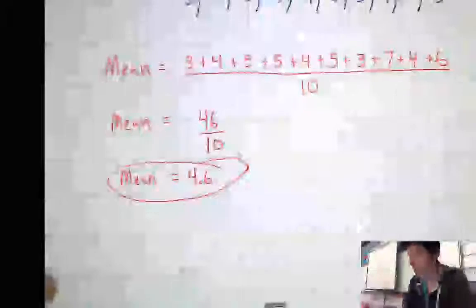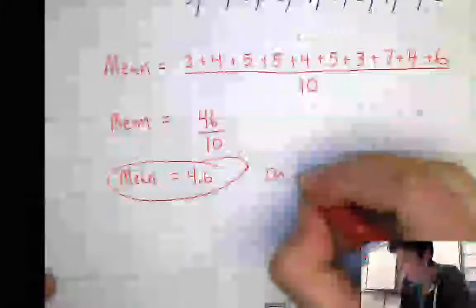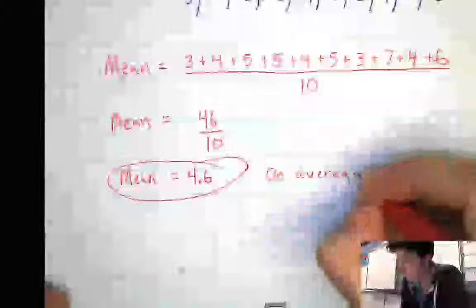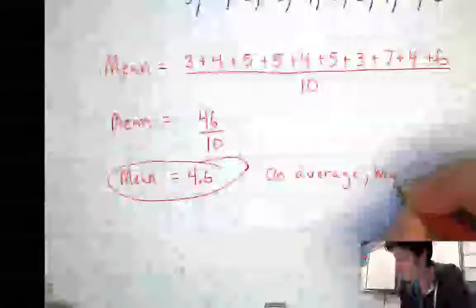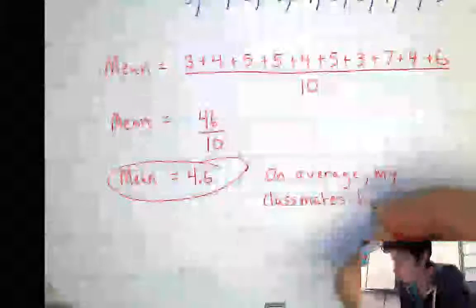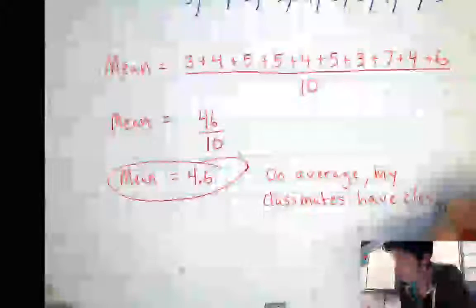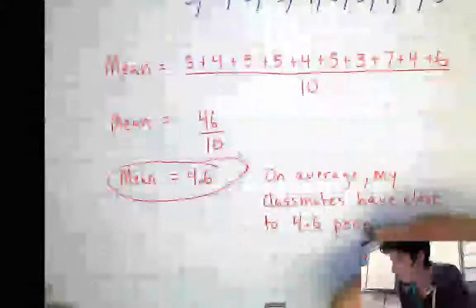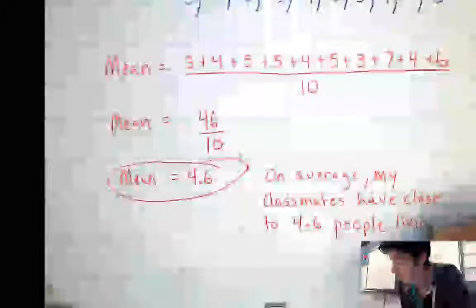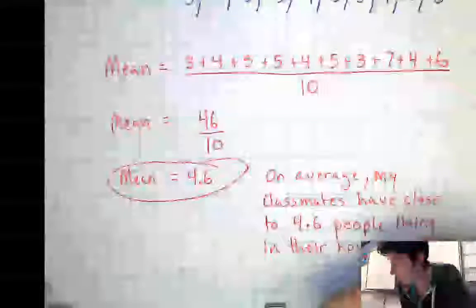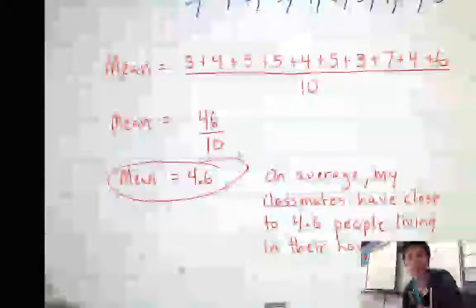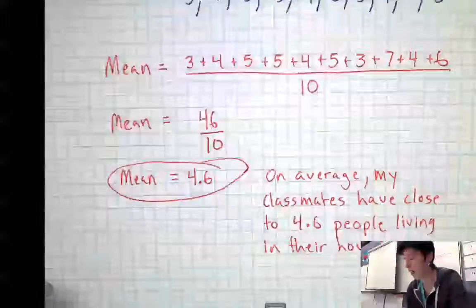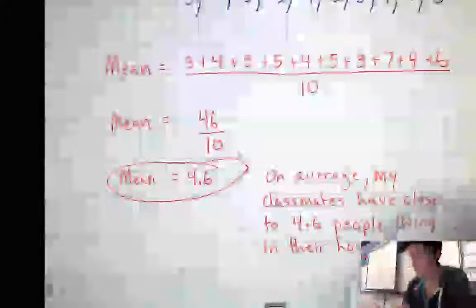And I'm going to write a statement here. On average, my classmates have close to 4.6 people living in their house. Okay.